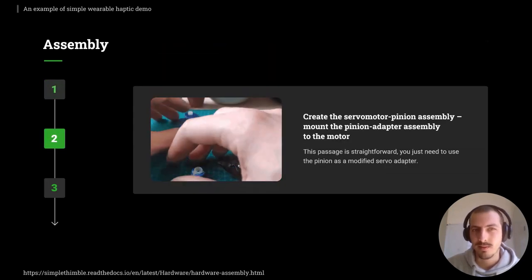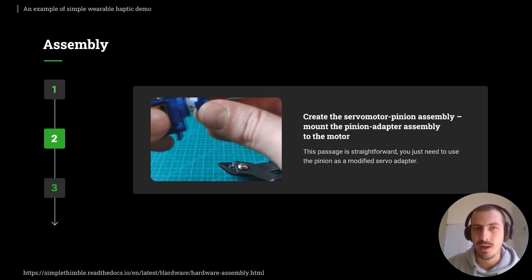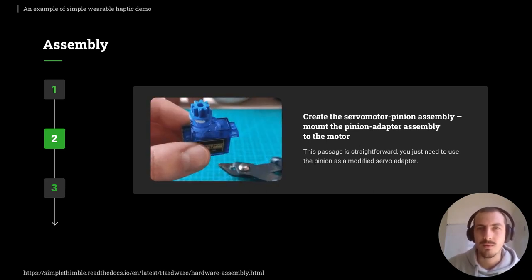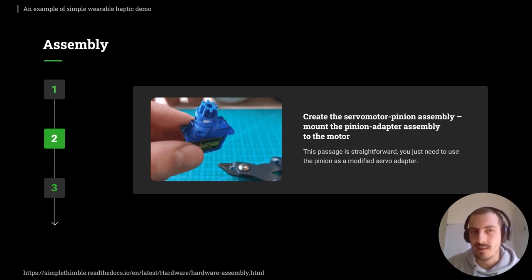Now we can mount the pinion adapter assembly to the motor shaft. This passage is straightforward. You just need to use the pinion as a modified servo adapter.